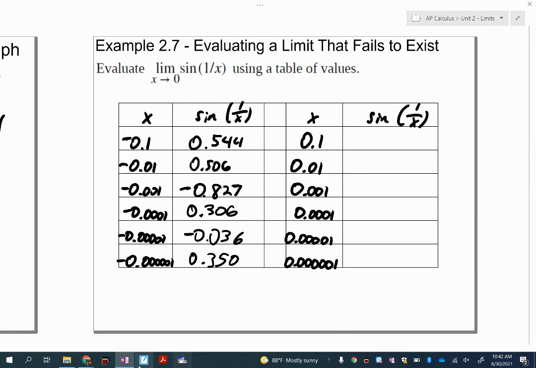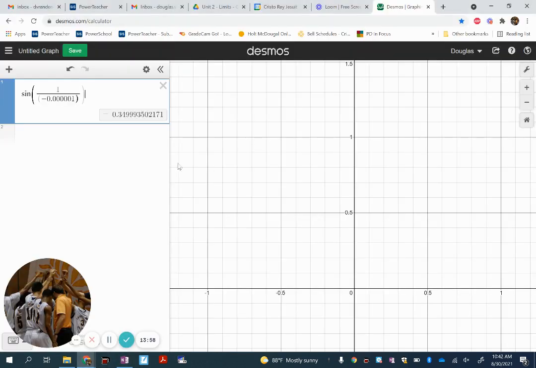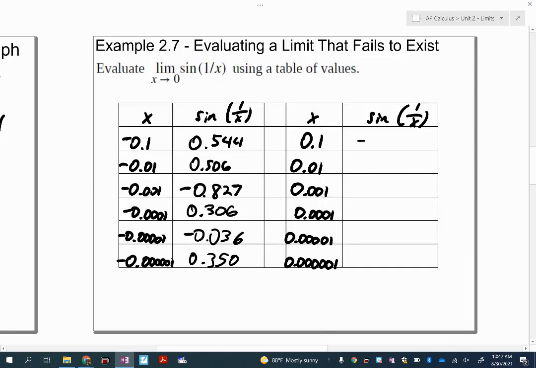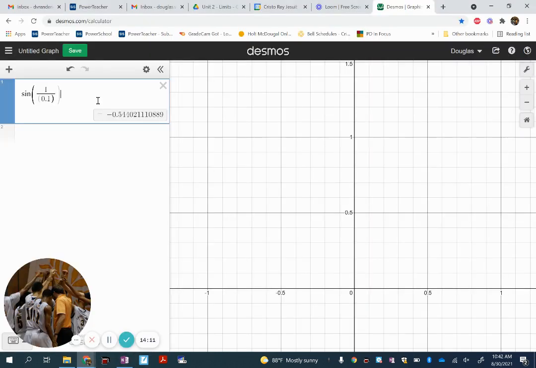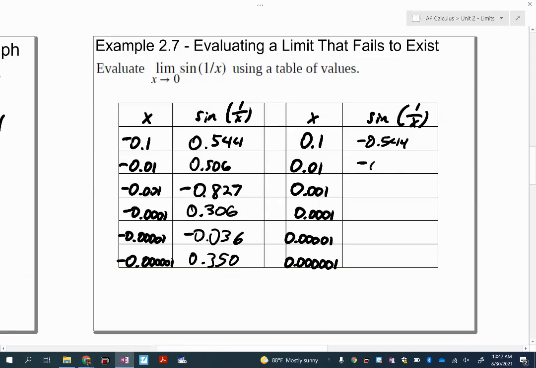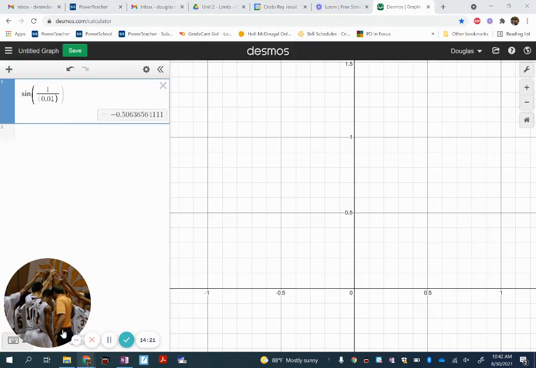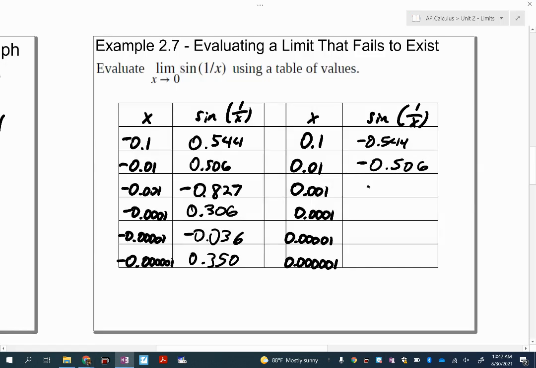Let's try what happens when I move from the right of 0. Essentially do the same thing, but with a positive. So negative 0.544. One more 0. Negative 0.506. Interesting. Looks like it's just the opposite of the ones on the left side of the table. Let's see what happens with this, then I can make that conclusion. Positive 0.827. Okay. So I'm just going to copy over the same thing I have from the other side of the table, but make them opposites.